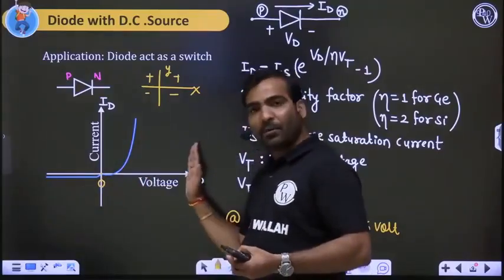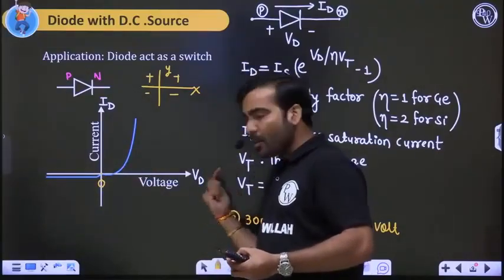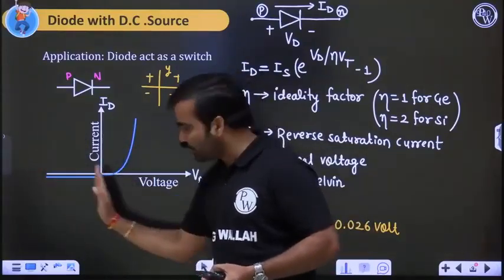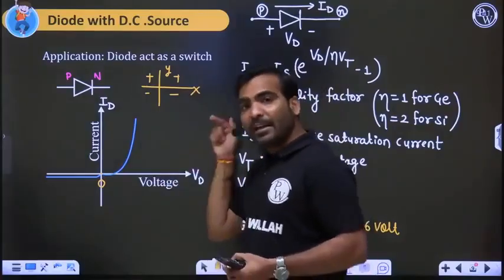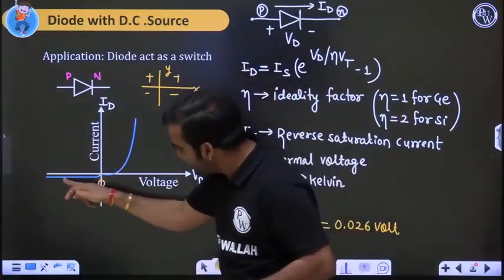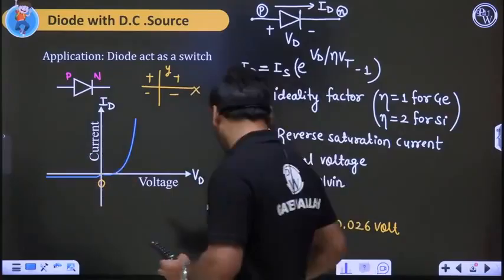So the first quadrant is for the forward bias when Vd is positive. The second quadrant is for Vd negative. The third quadrant is also for Vd negative. But when Vd is negative, current is in the N to P direction, or negative current. That's why you are plotting over here.